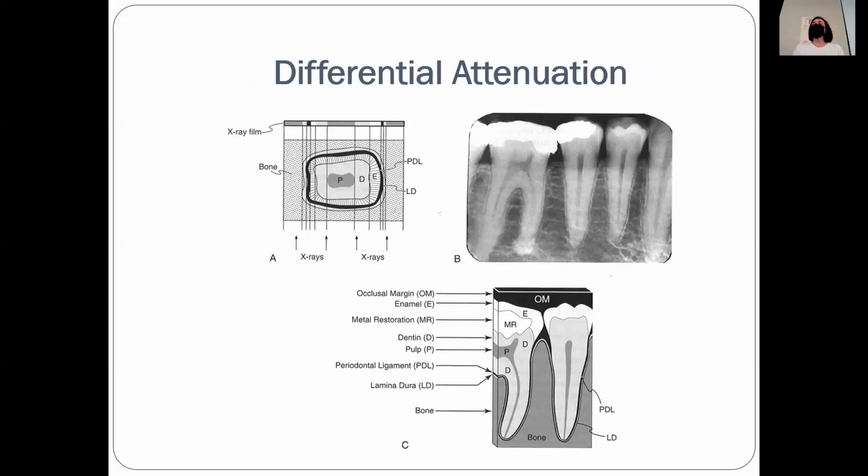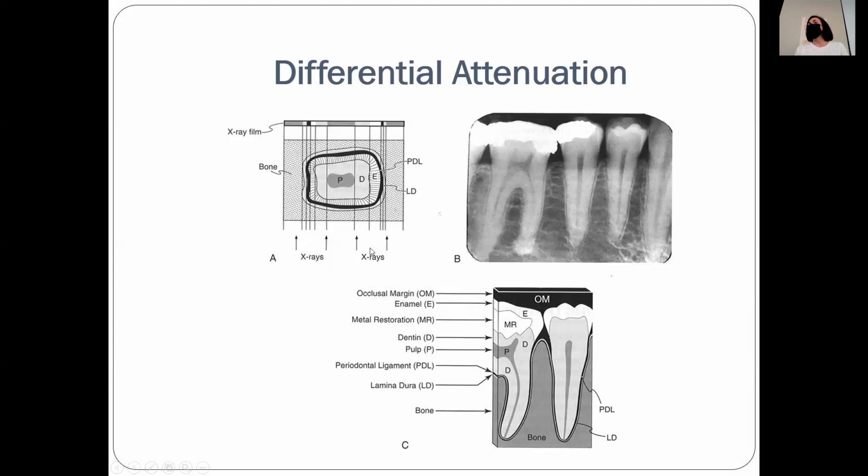Differential attenuation. So here's a cross-section of a tooth. And this picture up here is a cross-section of a tooth. You can see the black is the PDL. We have the enamel, the dentin, the lamina dura. I don't know if you guys have talked about the lamina dura. It's the whiter part of the bone: you have the bone, then the lamina dura, then the periodontal ligament.